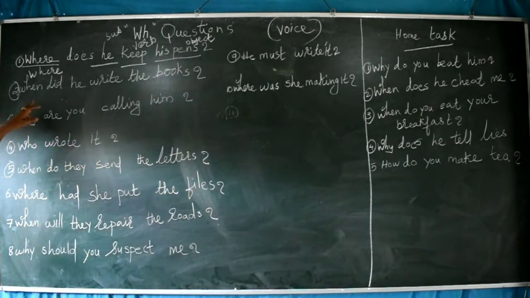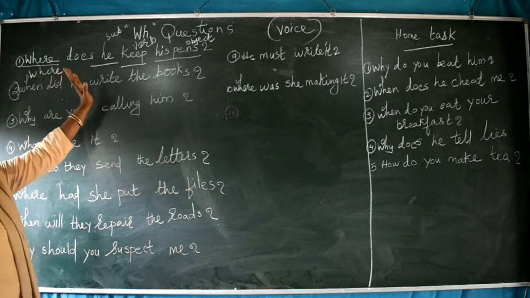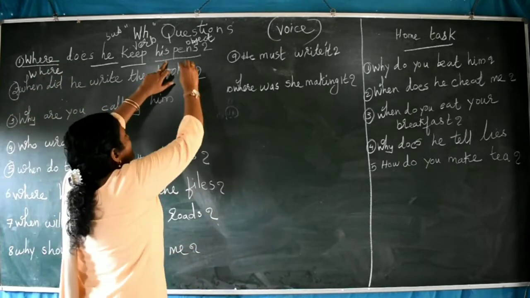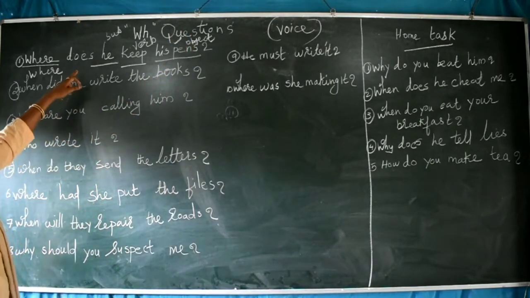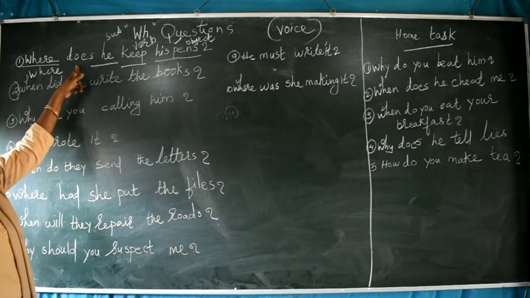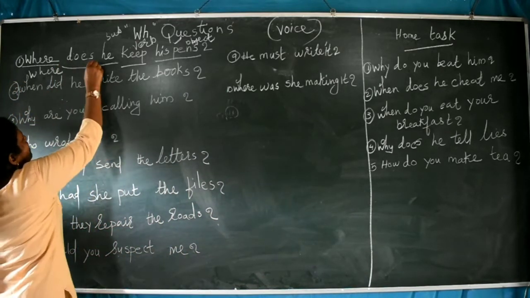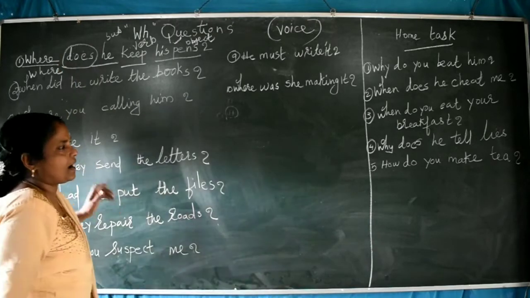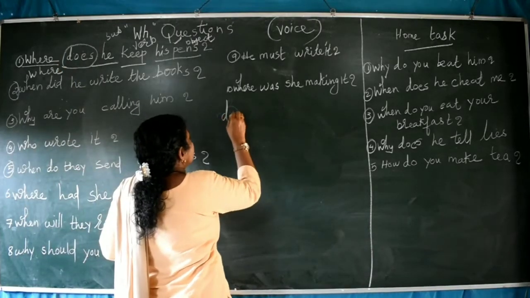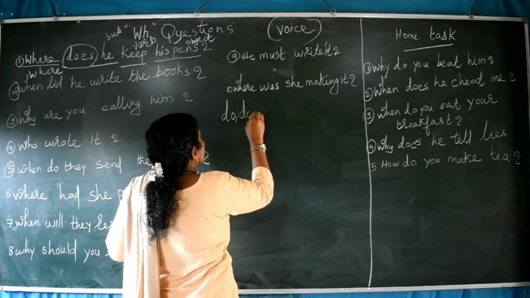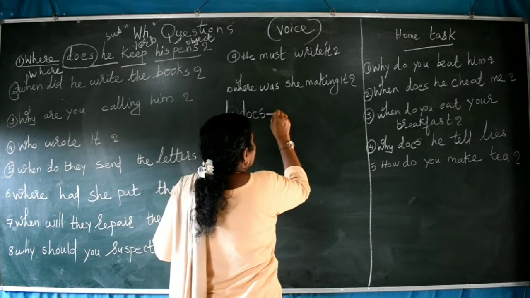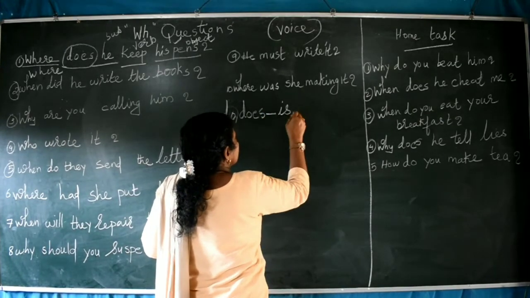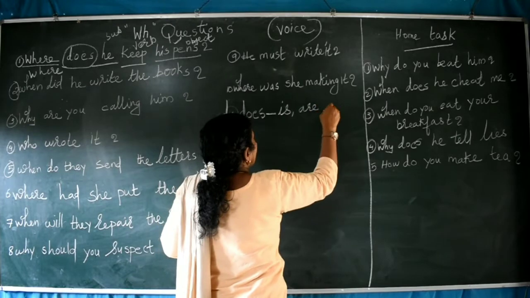Listen here, children. First, the question word is written. After that, we will find out which is the object. Here the object is his pens. So again we will have a look at it. What tense is it? Do, does. You have already learned tenses in the class. Do, does is related to simple present tense. So do, does in the passive voice will change into is, are, am.